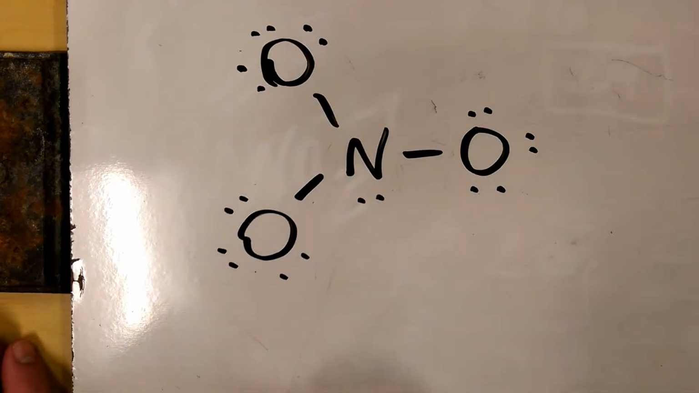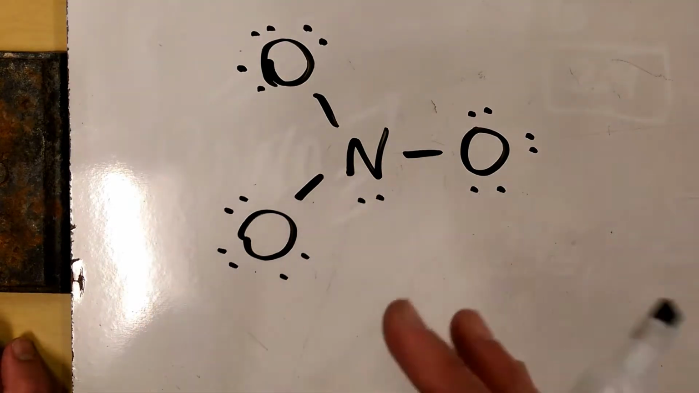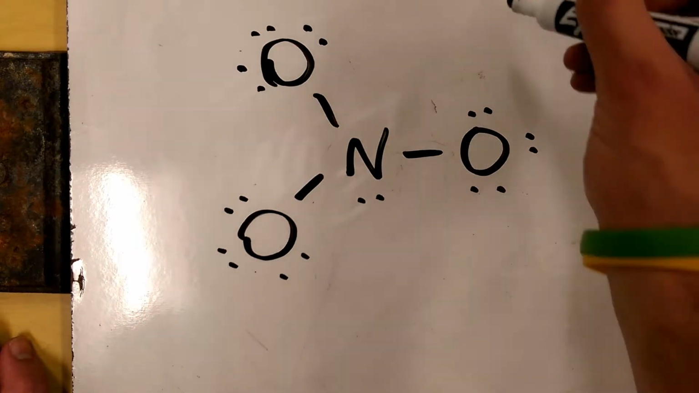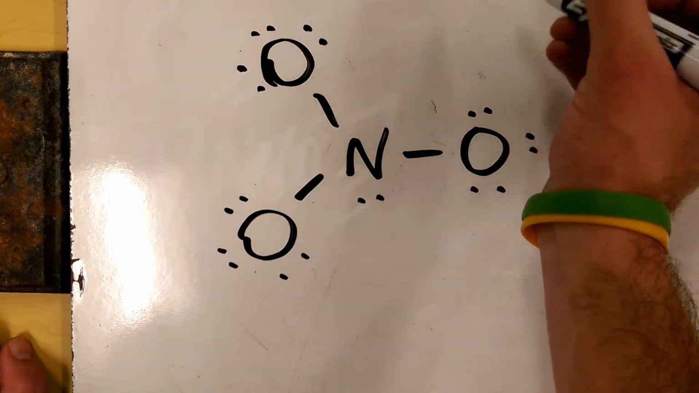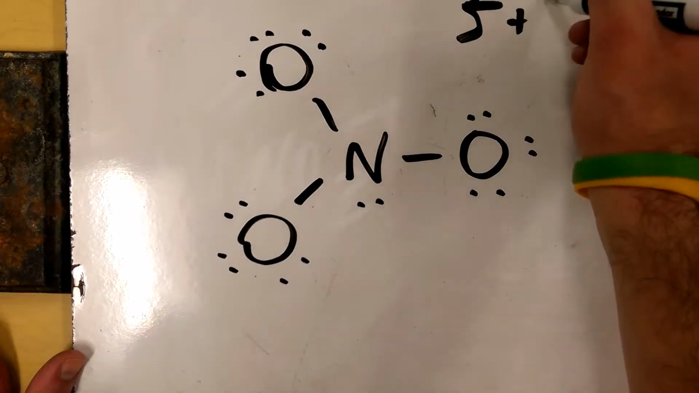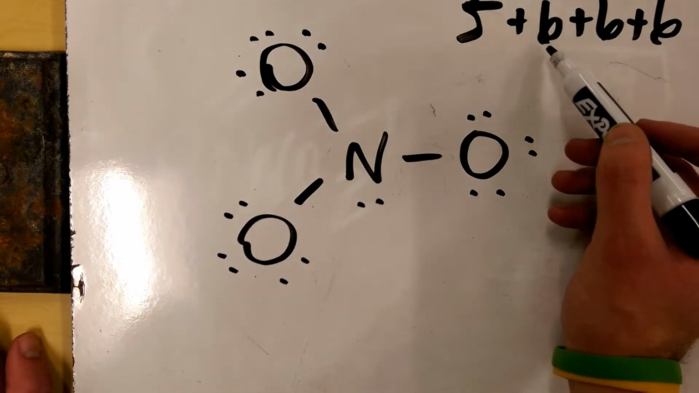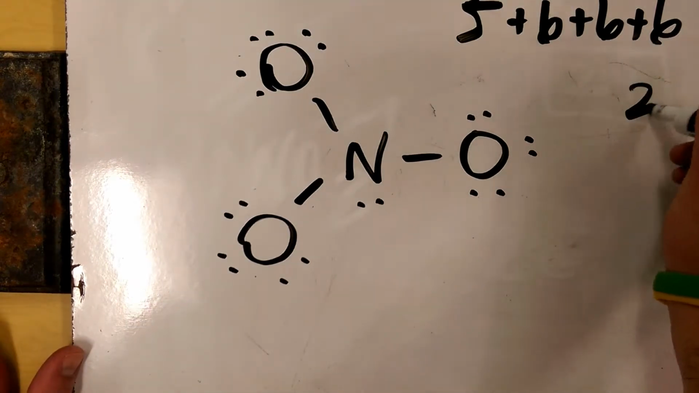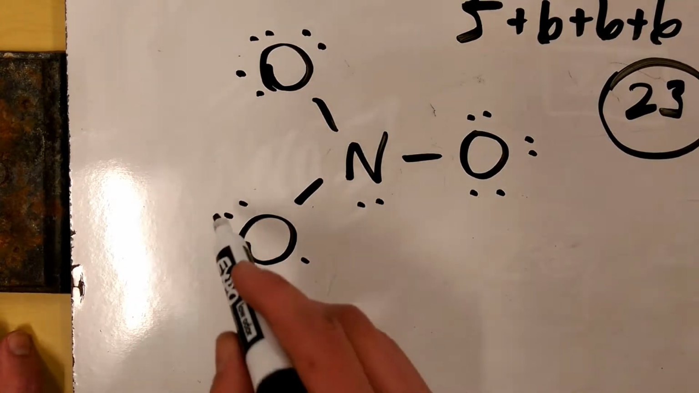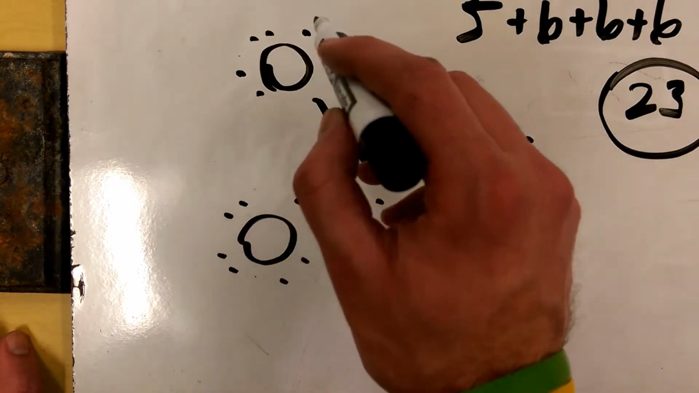Let's see how we did. In our drawing right here, we know from past experience that it should depict exactly how many valence electrons we have. If we're adding them all up, nitrogen has 5 valence electrons. Oxygen each has 6 valence electrons. There are 3 of them. So for a grand total of 6, 12, 18, we should have 23 electrons shown or depicted in our drawing here. So let's see how we did. 2, 4, 6, 8, 10, 12, 14, 16, 18, 20, 22, 24, 26.